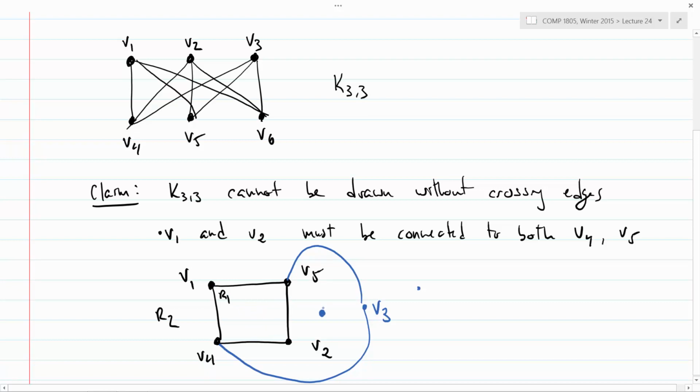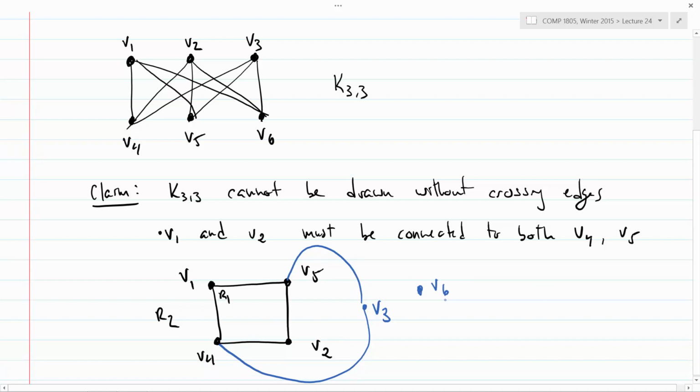Could V6 live over here? Well, V6 is connected to V1, V2, and V3. So now V6 could be connected to V2, and it could be connected to V3. But there's no way I can get it to V1 without crossing a blue edge or a black edge. Right? I have to break out of that box somehow. So that means that V6 can't live there. So the only alternative place that it could live is out here.